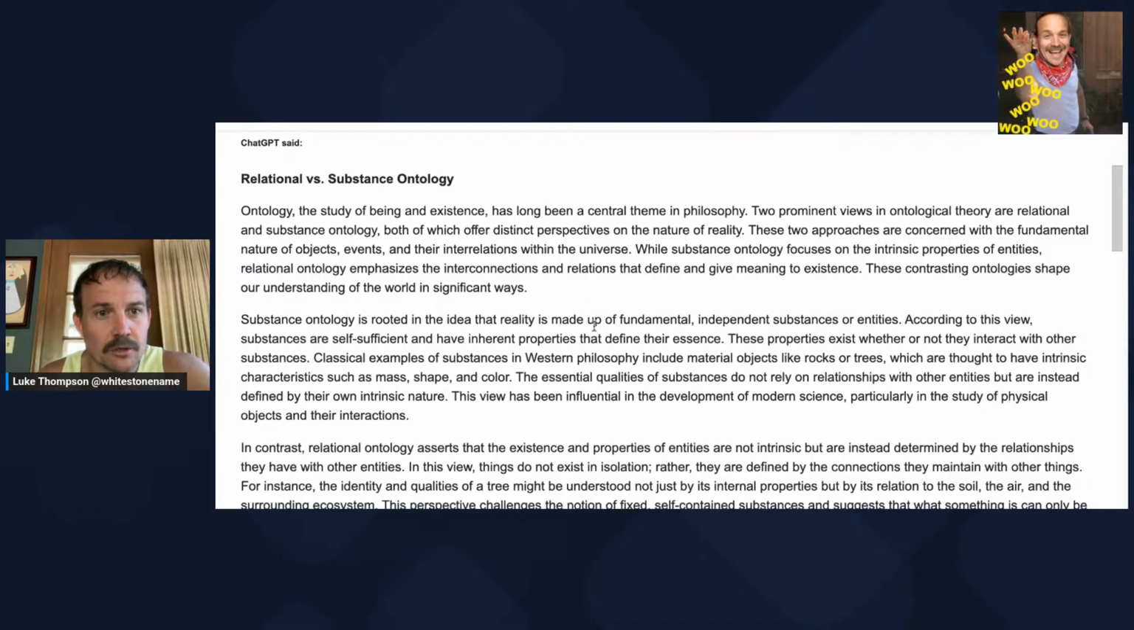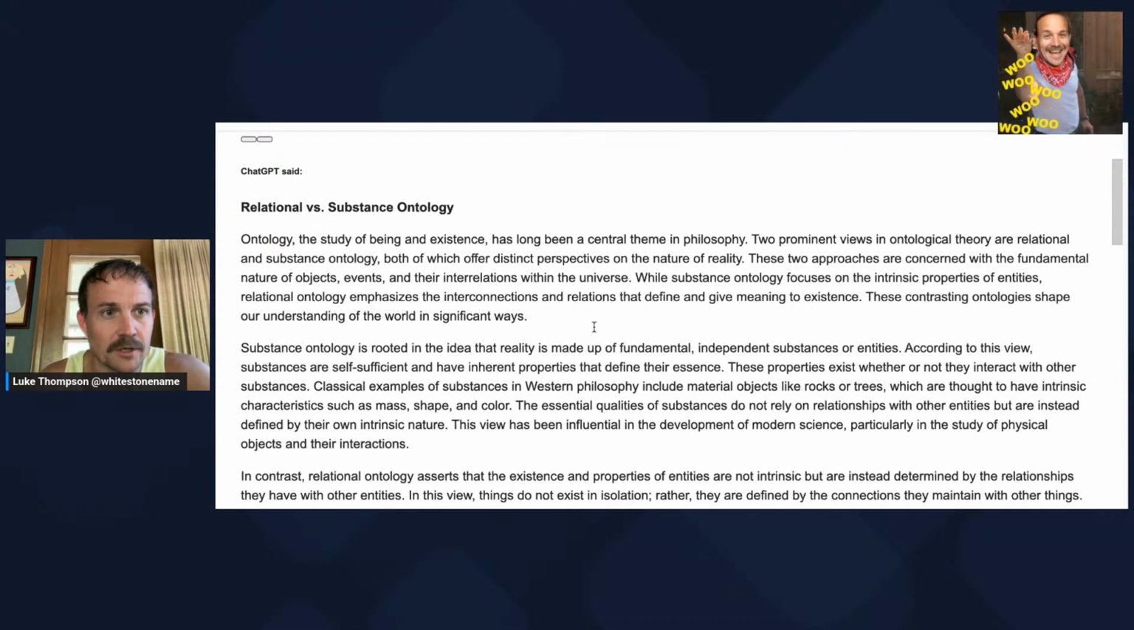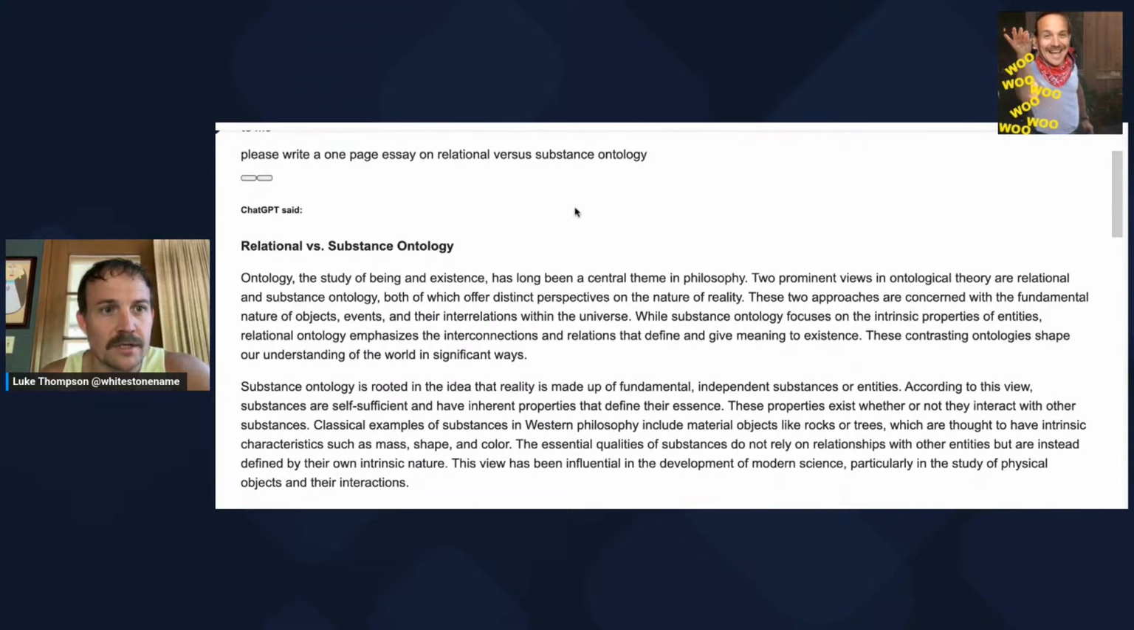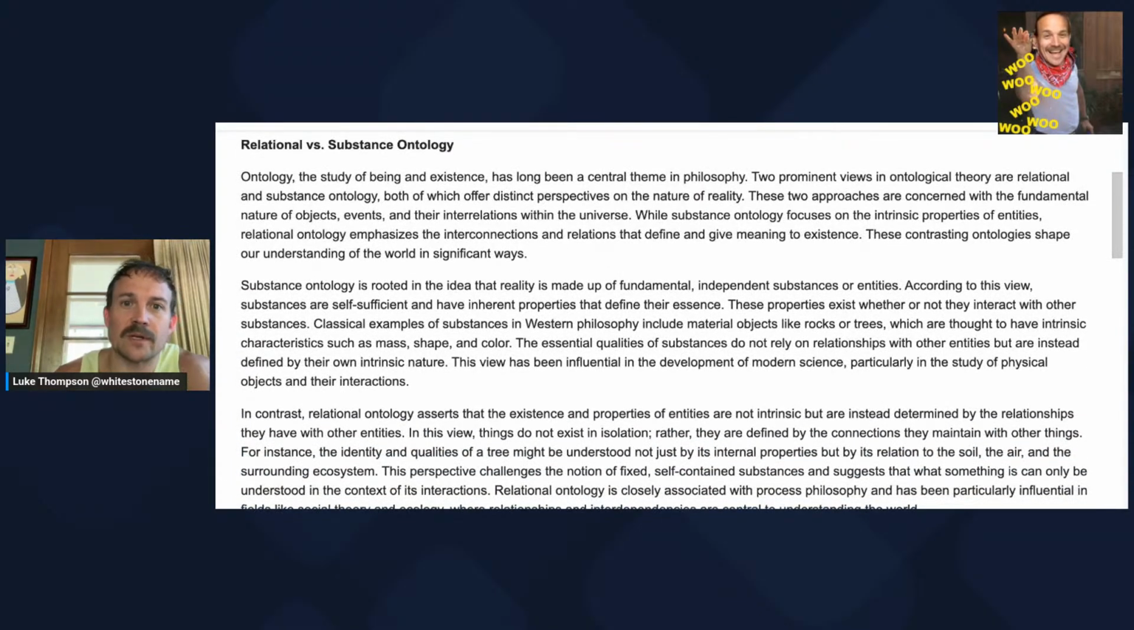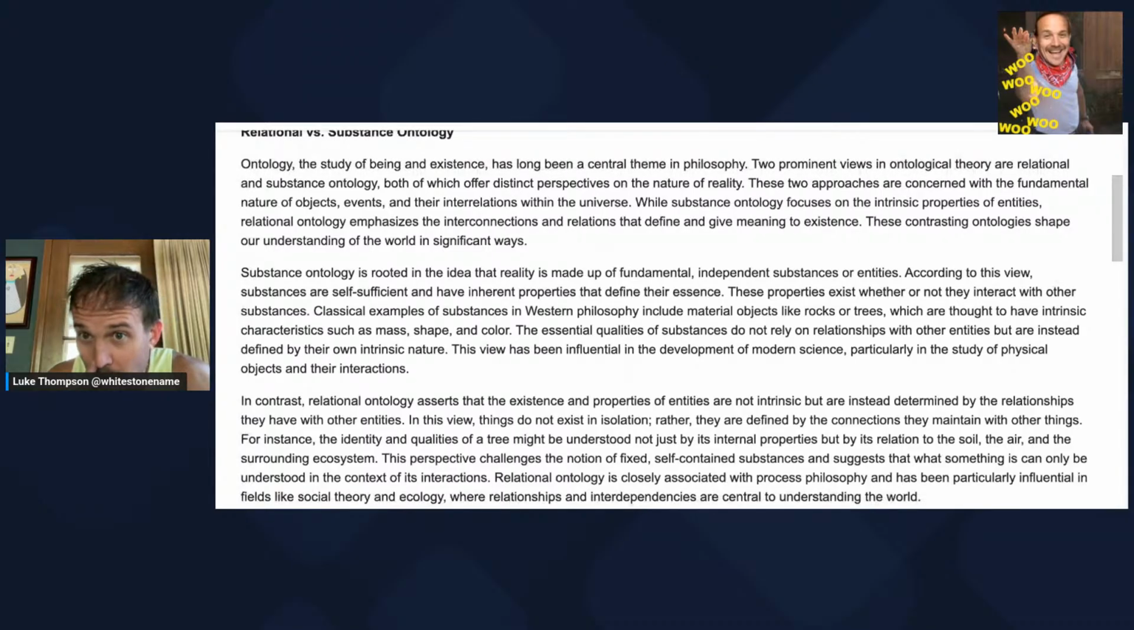So relational versus substance ontology. So here's the question. Please write a one-page essay on relational versus substance ontology. So ChatGPT said, ontology, the study of being and existence, has long been a central theme in philosophy. Two prominent views in ontological theory are relational and substance ontology, both of which offer distinct perspectives on the nature of reality.